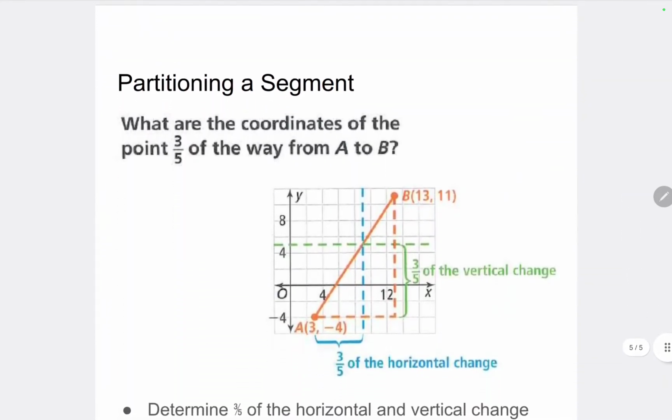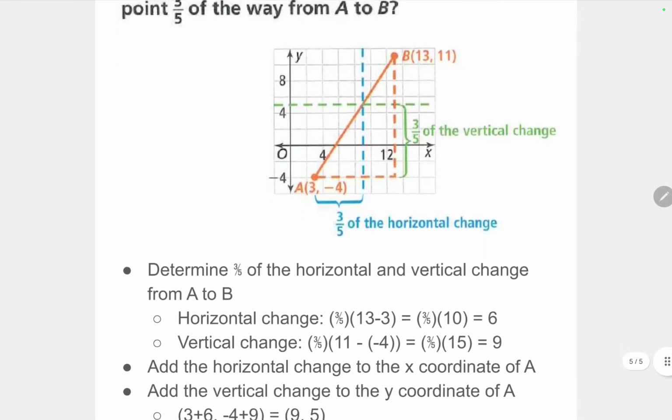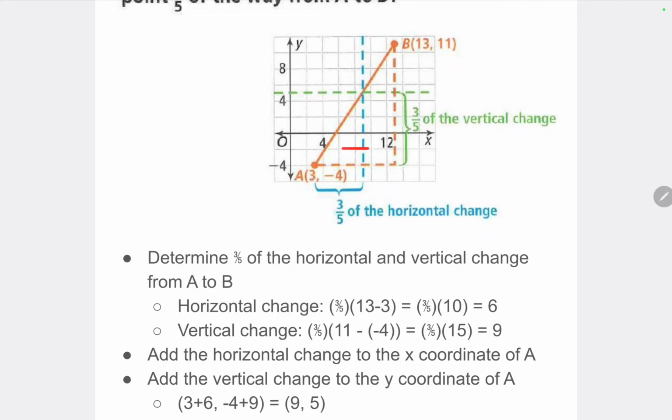Okay, our final example here, partitioning a segment. We need to know the coordinates of the point that is 3/5 of the way from A to B. So I have A at 3, -4 and B at 13, 11. I'm going to begin by determining 3/5 of the horizontal and vertical change from A to B. So from A to B, the horizontal change goes from 3 to 13. That is 10 units. My vertical change is 15 units. So I'm going to find 3/5 of each of those.